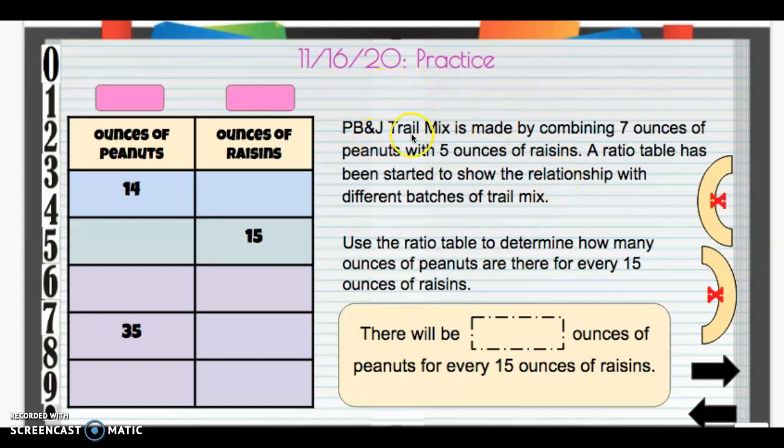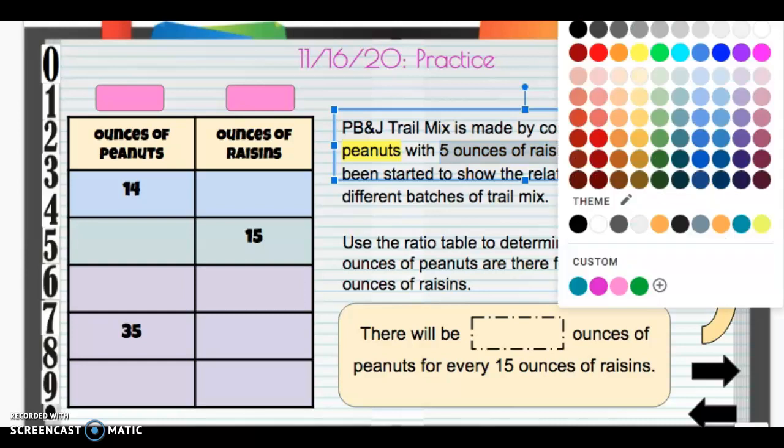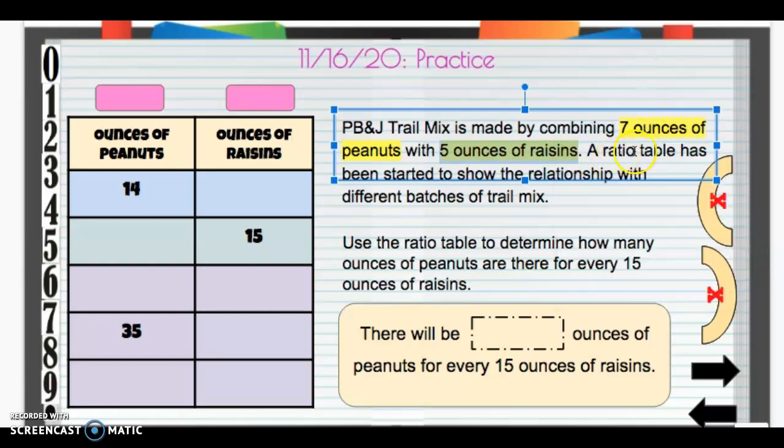Okay, so it says PB&J trail mix is made by combining 7 ounces. Oops, we don't want that. We want to highlight that. 7 ounces of peanuts with 5 ounces of raisins. A ratio table has been started to show the relationship with the different batches of trail mix.